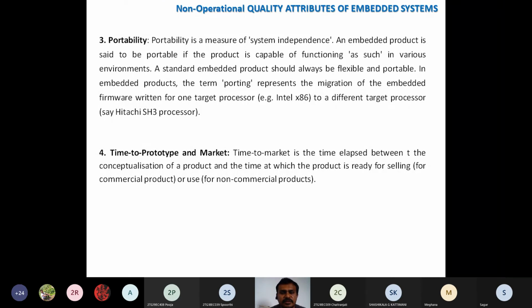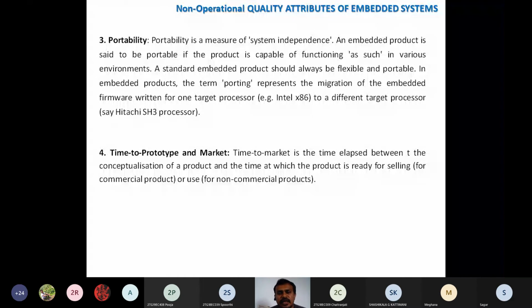Okay, the first model is ready. When should it be marketed? When you are going to bring that one to the market, from lab to usage market. Those activities are considered as time to prototype and time to market.